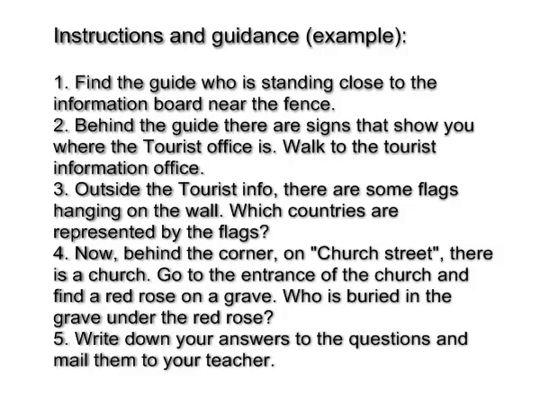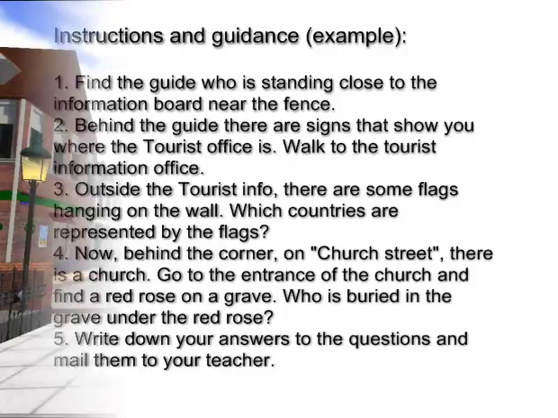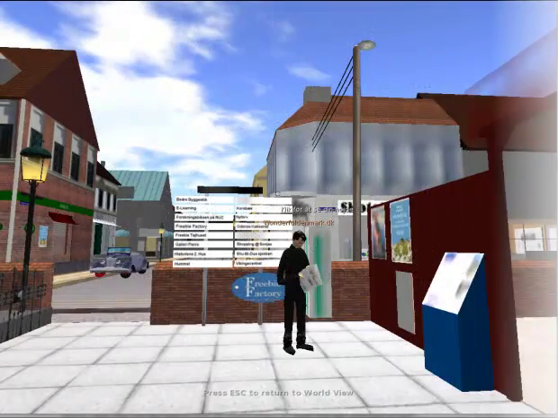Now, behind the corner on Church Street there is a church. Go to the entrance of the church and find a red rose on a grave. Who is buried in the grave under the red rose? Write down your answers to the questions and send them to your teacher.